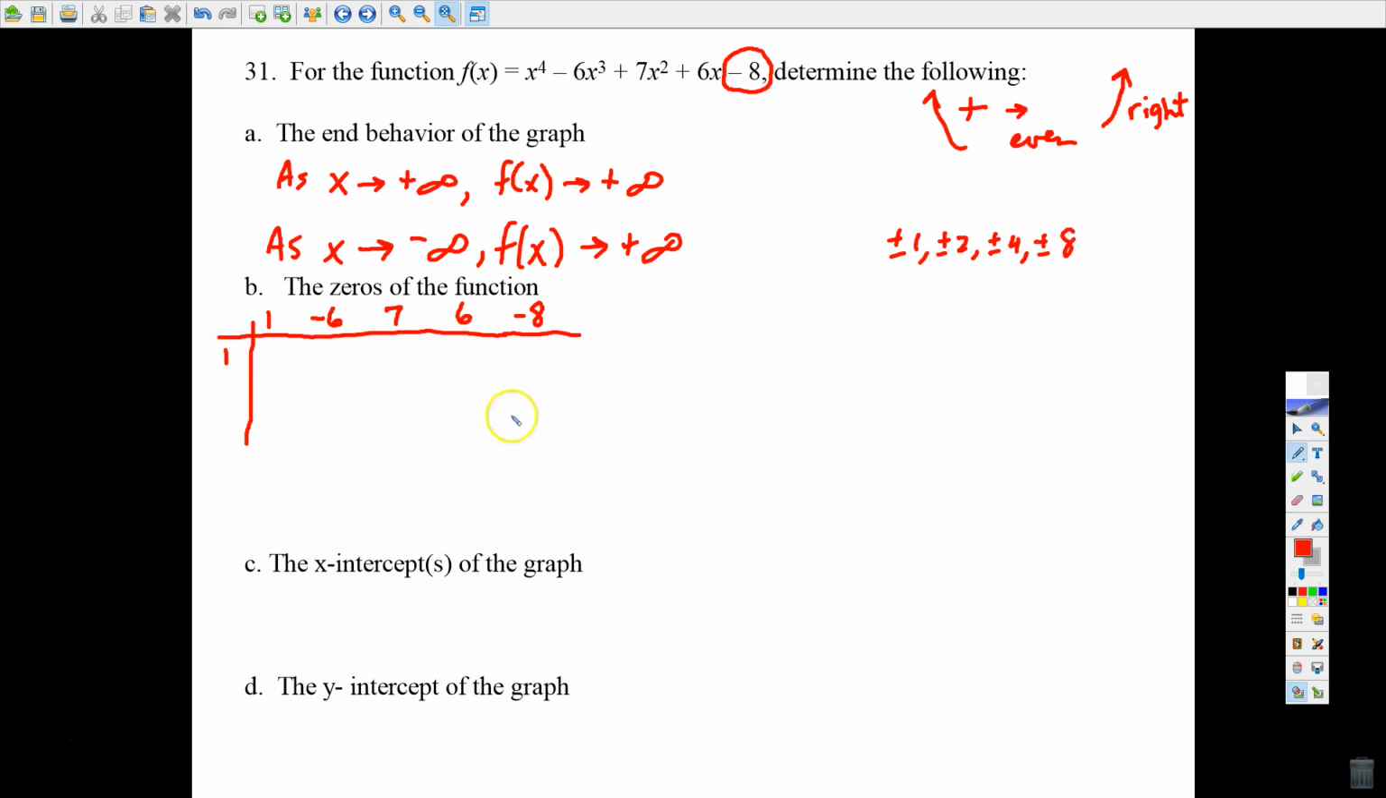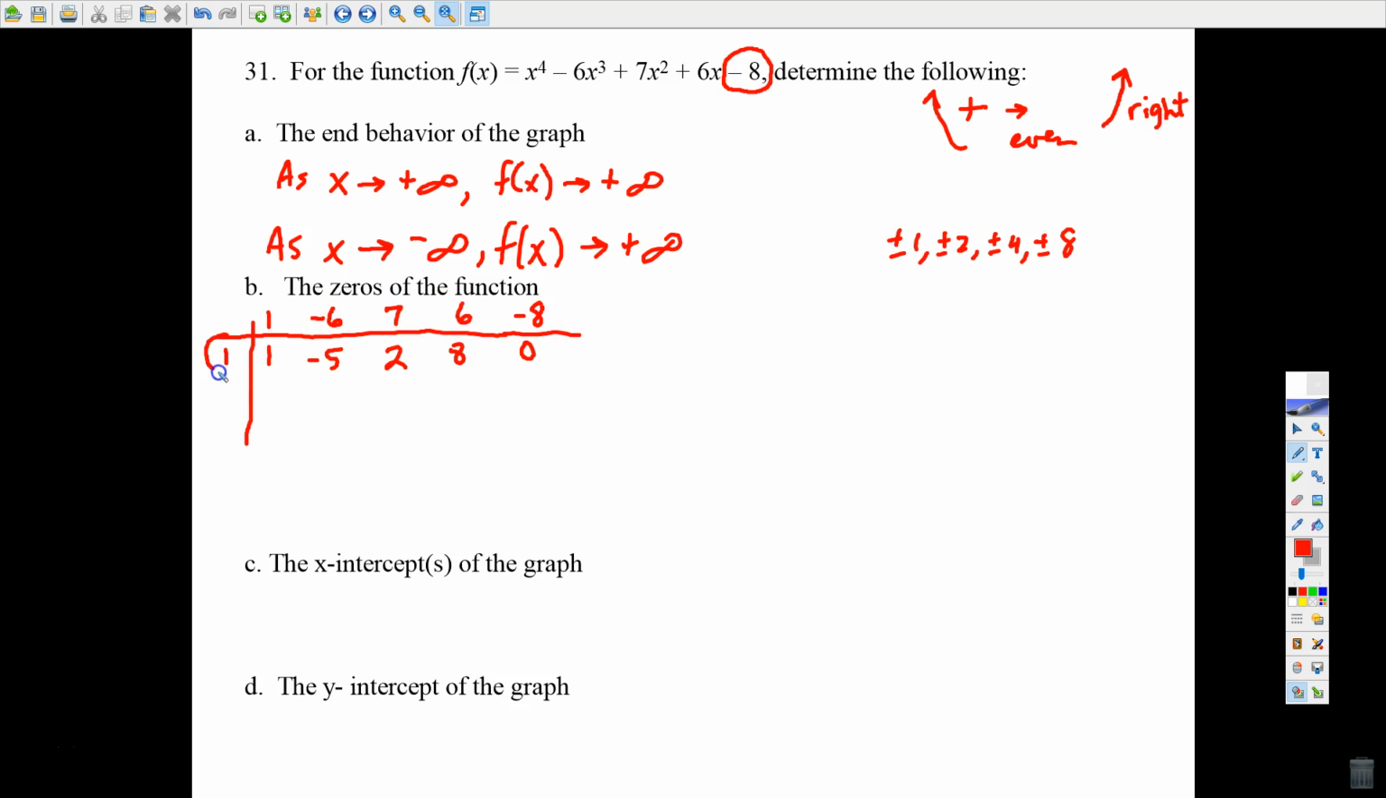And I'm just going to start with 1. And we're trying to find which one of these numbers gives us a 0 remainder. And that is a 0. If a number gives us a 0 remainder, that's this last column, then it is a 0 of the function. So let's see. Bring down the 1, multiply, add. 1 plus -6 is -5. Now just keep repeating that. -5 times 1 is -5, plus 7 is 2. 2 times 1 is 2, plus 6 is 8. 8 plus -8 is 0.